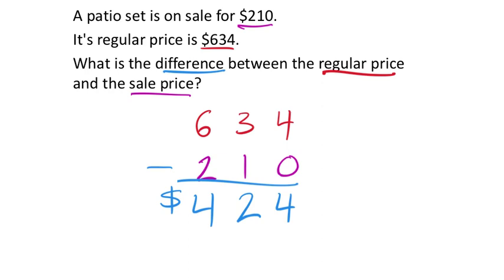So if I didn't stack it like I did, the regular price, which was $634, and then it's a difference with the sale price, the regular price and the sale price, which would have been $210. So again, this would have been a direct translation here, but we would have stacked it anyways.